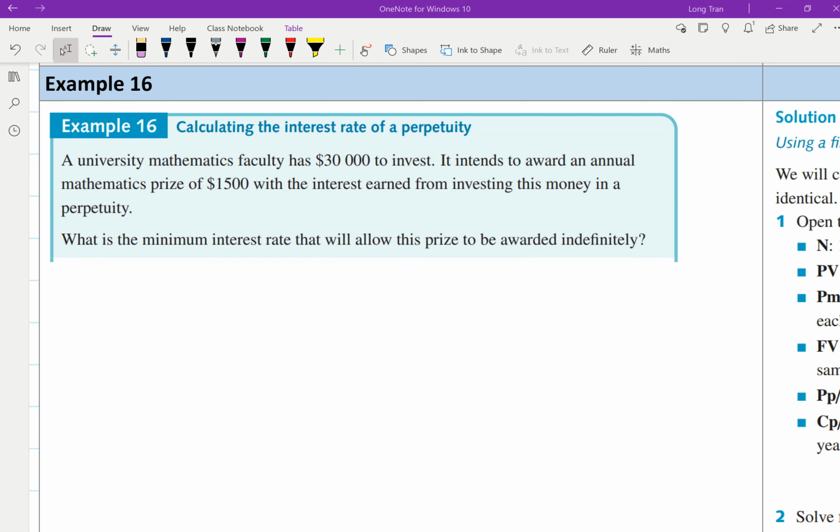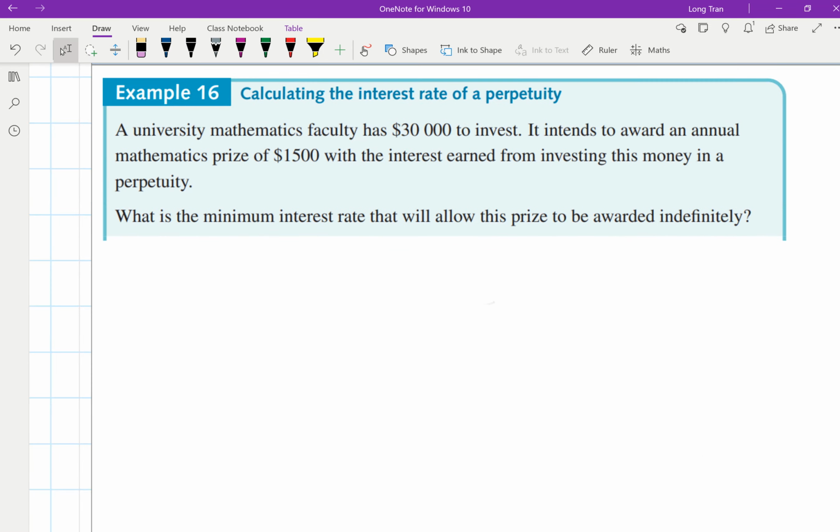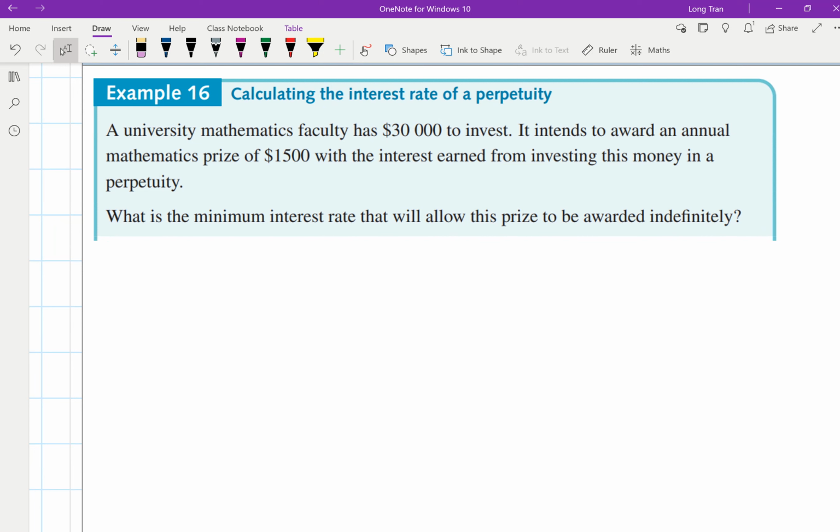Hey there, Year 12. So in this example here, we're going to be doing perpetuity, but now using the finance solver to do this problem. Similarly, again, if you've watched my examples for 15 and 14, you'd understand what perpetuity is. Then a university mathematics faculty has $30,000 to invest.